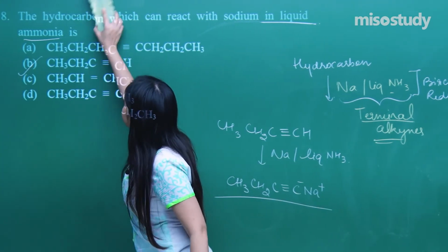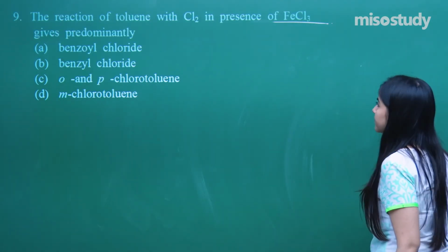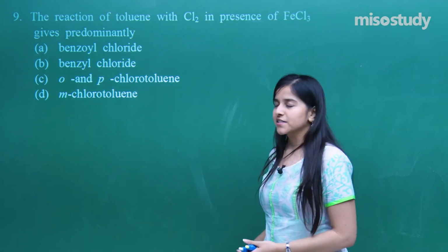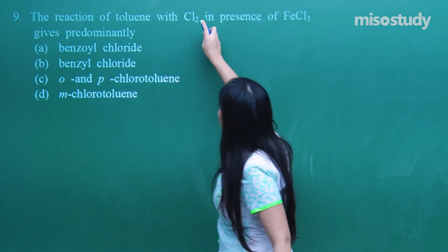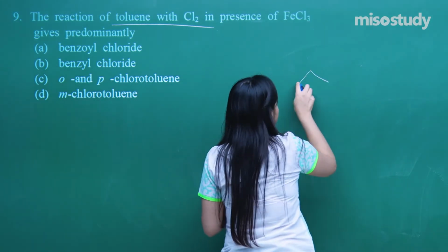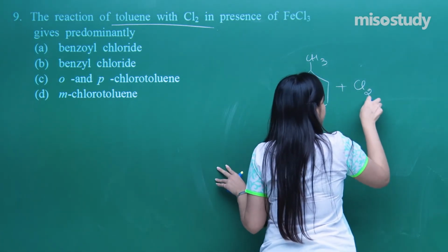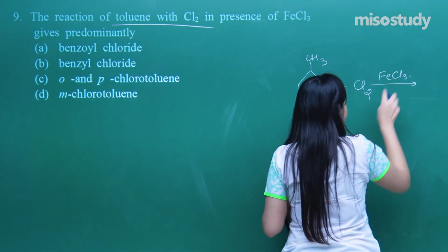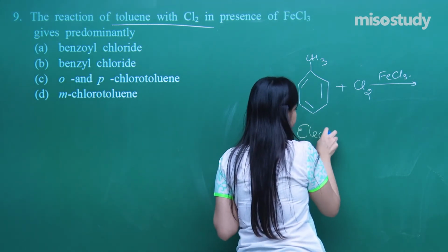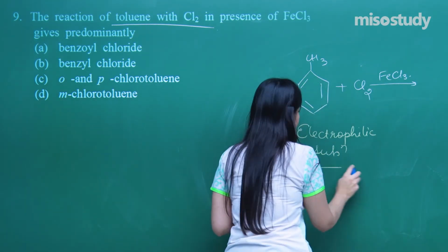What do we have? The reaction of toluene with Cl2 in the presence of FeCl3 gives predominantly. So it is a pretty simple reaction. I have got toluene, and I need to react it with Cl2 in the presence of FeCl3. What kind of a reaction is this? This is nothing but electrophilic substitution. That means I need to generate the electrophile.